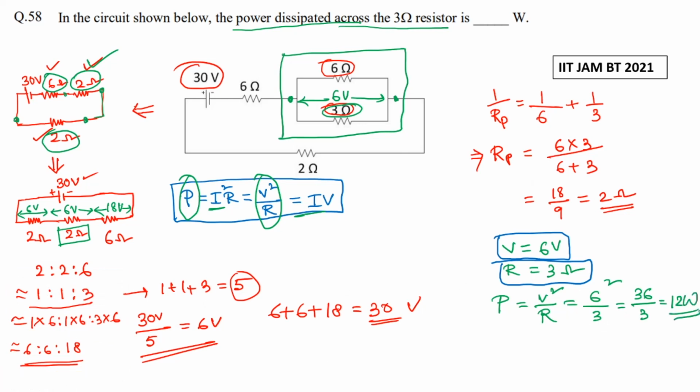Okay, the unit of power is watt. So 3 times 12 is 36, and the answer is 12 watt. Okay, I hope you could understand the solution.